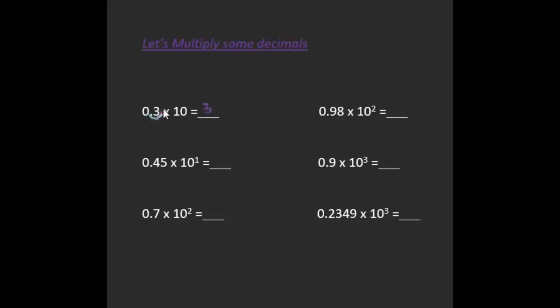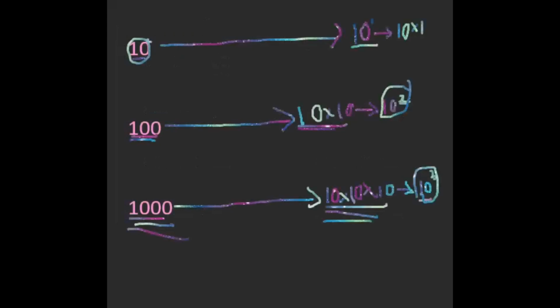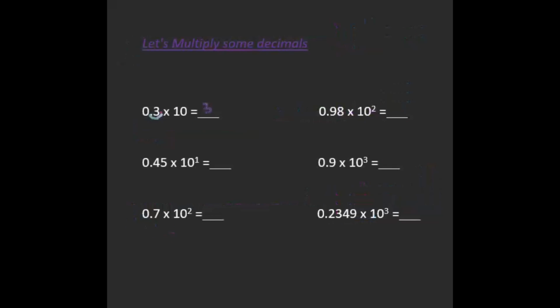Because when you move that decimal point, it shows the 3 and the 0 has no value to it. So we're going to do the same thing to the next problem. 0 and 45 hundredths times 10 to the power of 1. Again, remember 10 to the power of 1. Let's go back to the first page. 10 to the power of 1 is basically the same thing as 10, or 10 times 1. So, keeping that in mind, let's do this problem.